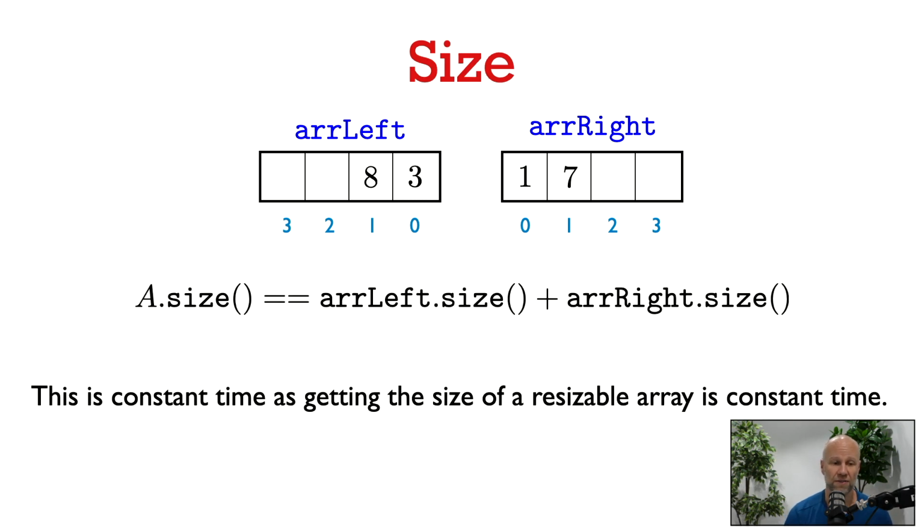If we want to keep track of the size of a deque, that's easy. It's just the sum of the sizes of the left array and the right array. So again, this is constant time.